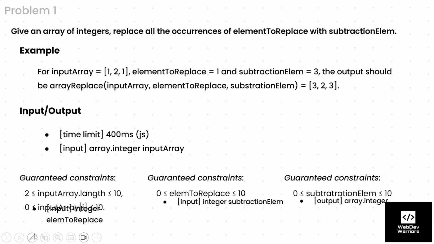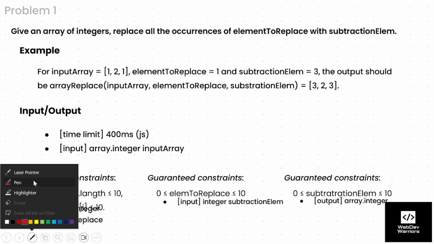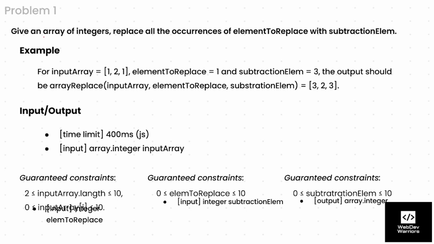It's saying that we are given an array of integers, and we need to replace the occurrence element with the subtraction element. Here is the example: we have an array of 1, 2, 1, and we need to replace the 1 with the subtraction element 3. After replacing, the result will be 3, 2, 3.